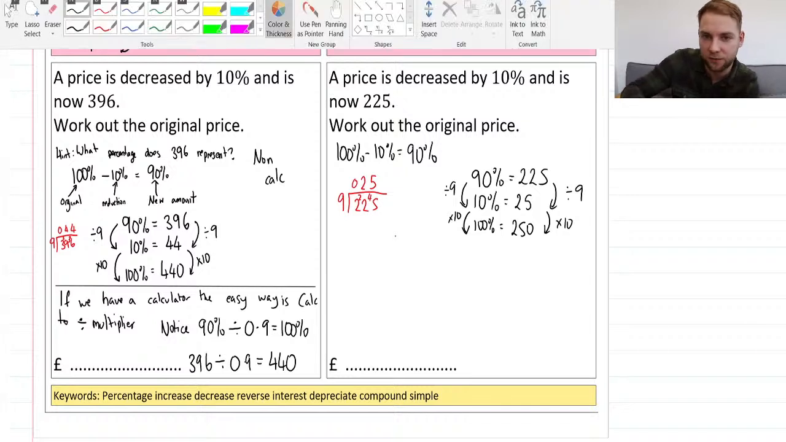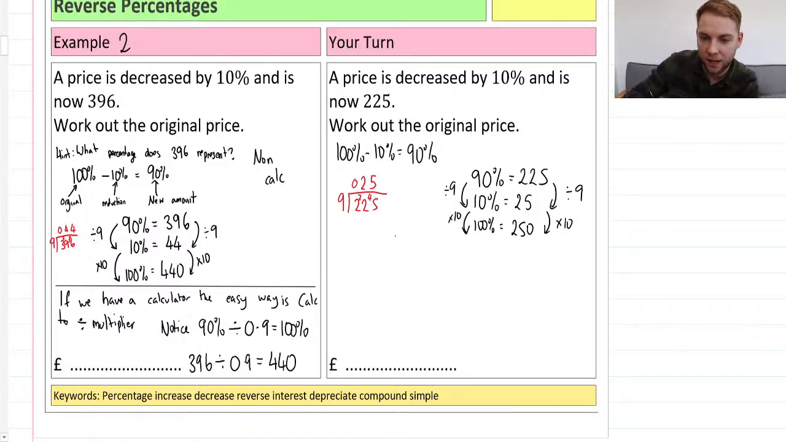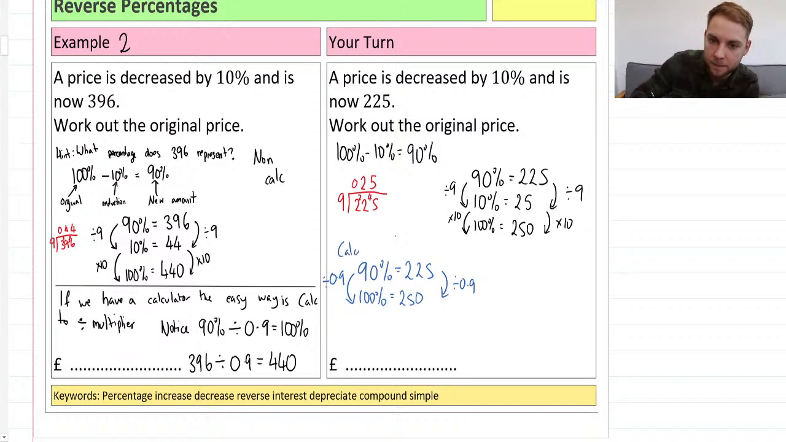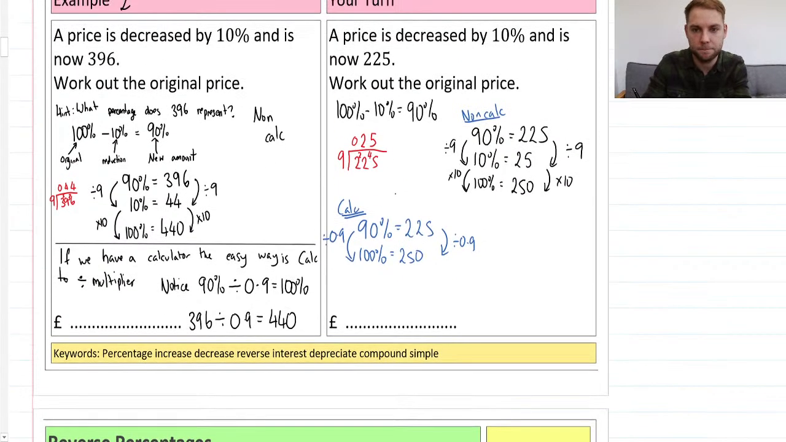Now remember, there is the quick way of doing this if you have a calculator. So let me just do this in a different colour so we know. If I had my starting point, which was 90% is equal to 225, the quick way is to divide by my multiplier. So divide by 0.9. 90 divided by 0.9 is equal to 100%. 225 divided by 0.9 is equal to 250. So this is the calculator way, and this is non-calc. There we go. Alright. Brilliant, well done.